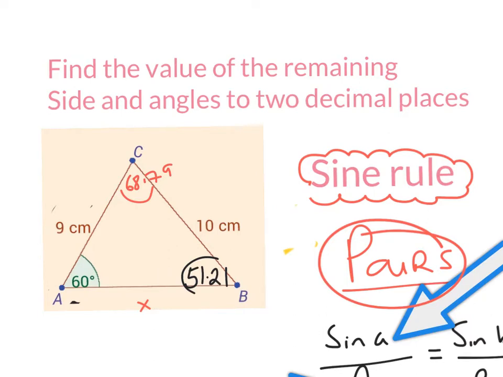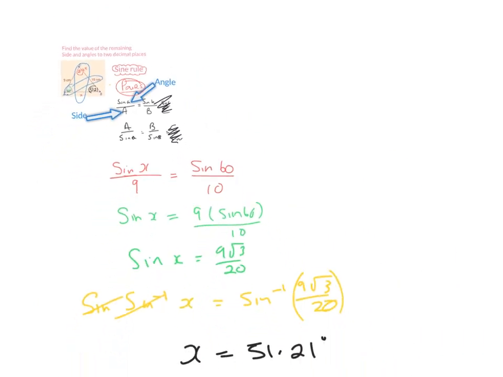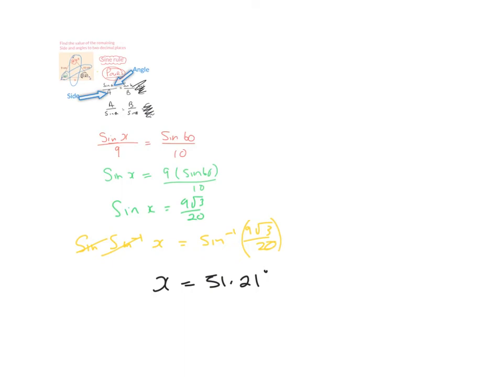So the sine rule is all about picking out pairs. So you might be saying, well, which pair do I pick out? Do I pick out the 9 centimetres and the 51.21 and do I use that? Or do I use the 60 and the 10 and use that? But obviously this is mathematics and it is mathematically correct to use either there. It doesn't matter because it will work out. So look, I'm going to go with the 68.79 and the x and the one that I've just labelled there, the 60 and the 10.